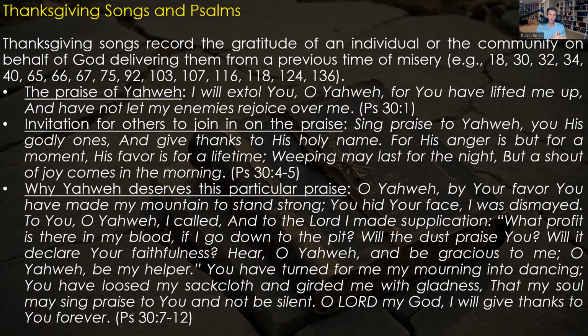What profit is there in my blood if I go down to the pit? Will the dust praise you? Will it declare your faithfulness? That's a rhetorical question because the answer to that is no. Those that go down to the dust cannot declare God's faithfulness because they're dead, they're unconscious, and they are sleeping.